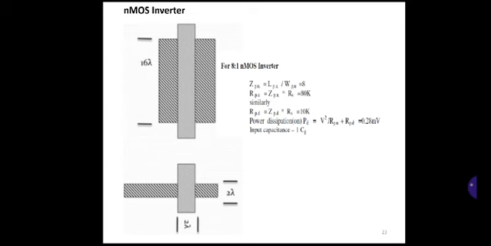To calculate the power dissipation, PD is equal to V square divided by RPU plus RPD, that is VDD square divided by the sum of the RPU and RPD values. When you substitute, you will get 0.28 millivolts. Your input capacitance is 1 square Cg.